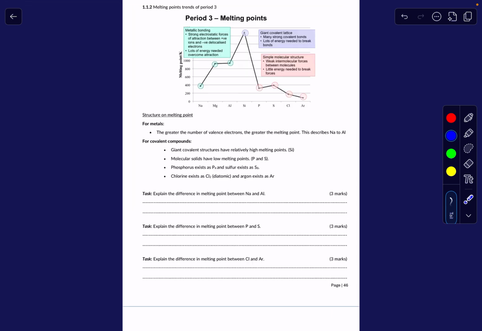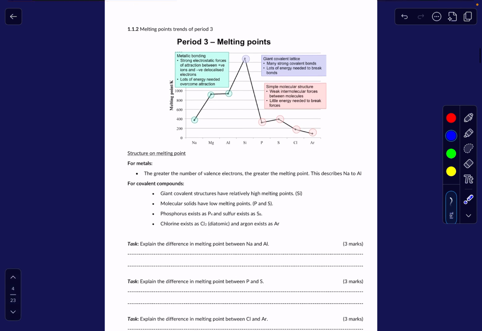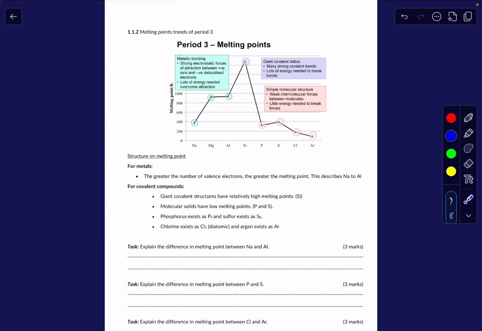I also appreciate that there's not many lines here, so you're going to have to write kind of small, I'm sorry. So, melting points, trends of period 3. This is something they can ask you and it could come up as a 3 to 4 marker depending on the way they word the question. What we need to understand is, first of all, across period 3, how do these things exist?